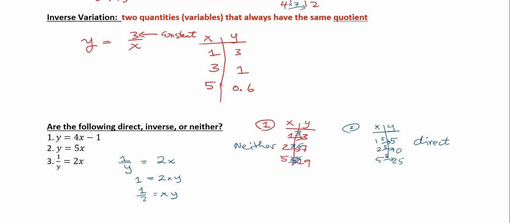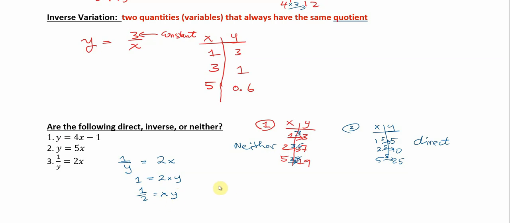Okay? And so you can see here that no matter what I do, when I multiply x and y together, I'm always going to end up with 1/2. So when I multiply them together, I'm always going to have the same result. And when one of them gets bigger, the other is going to get smaller.